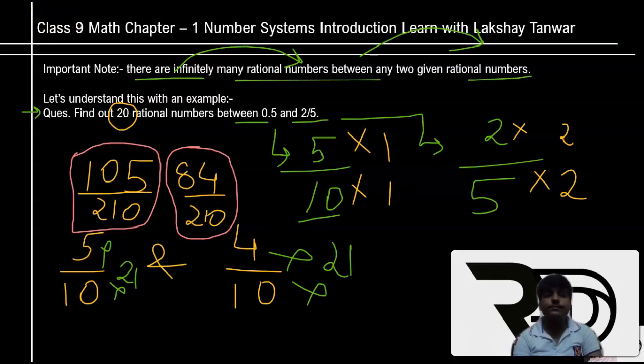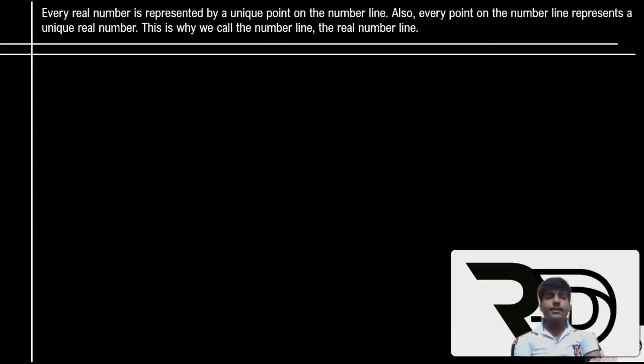Alright. Now we'll continue with the next topic. So let's see what it is. This is also a note, I guess. Let's read it out. Every real number is represented by a unique point on the number line. Also, every point on the number line represents a unique real number. This is why we call the number line the real number line.